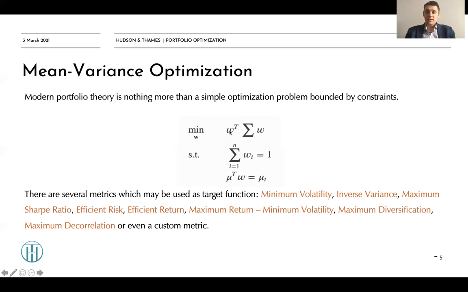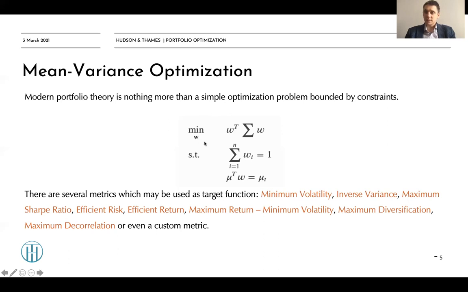So when you measure the variance of your portfolio, if you want to measure the standard deviation of your portfolio, you just need to take the square root of that variance. So if you want to measure the variance of your portfolio, you need to multiply the transpose weight of your assets by the covariance matrix and multiply it once more by the weight of your assets.